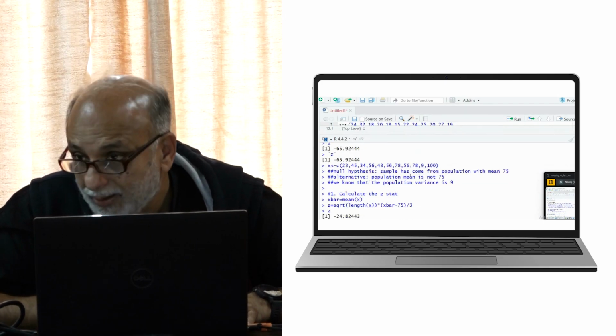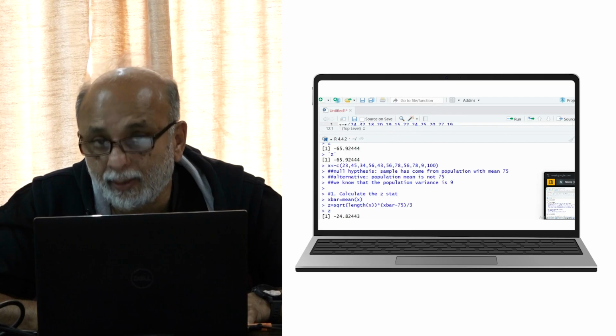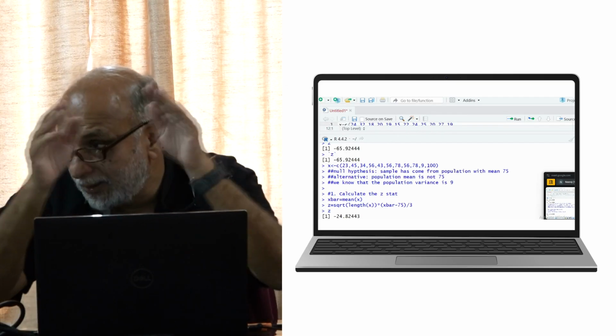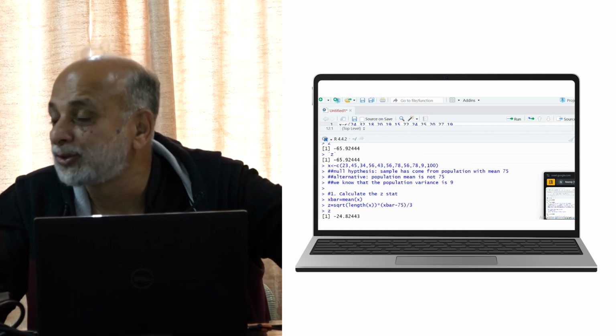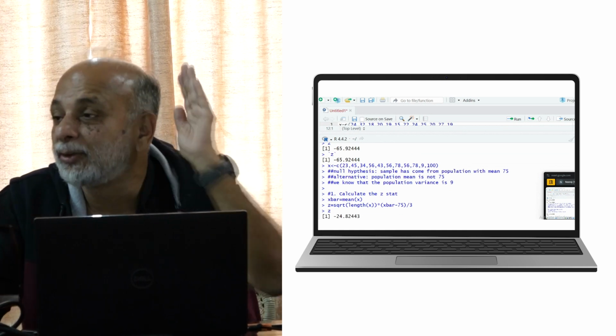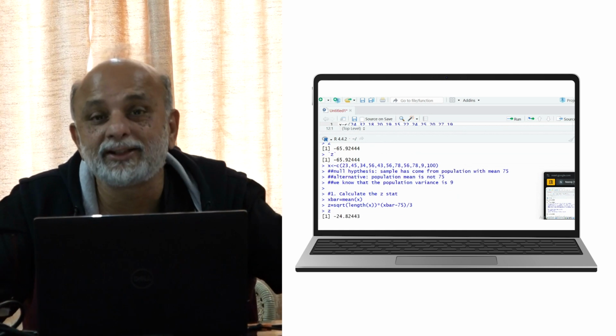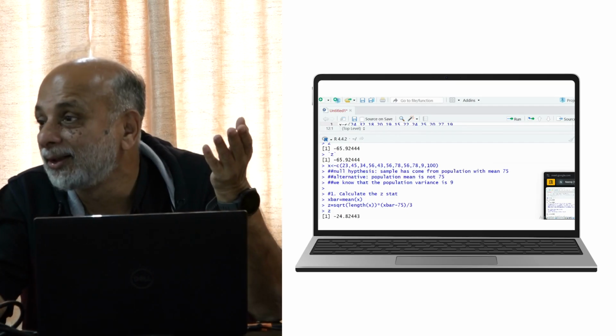Thank you. And now the problem is that the area will not be 2, because it is the area to the left of minus 24. So we just have to calculate the area to the left of the test statistic and multiply by 2.